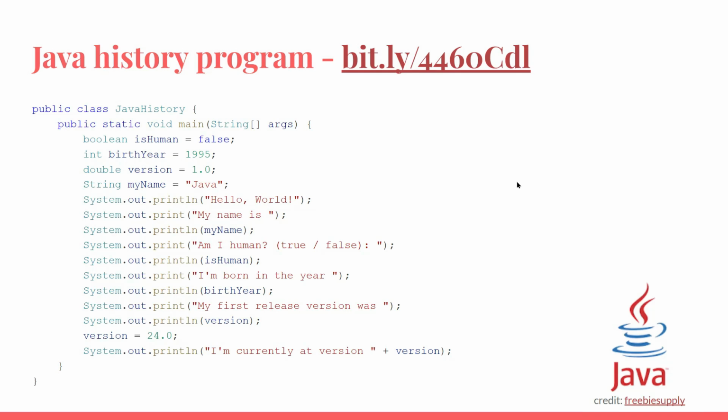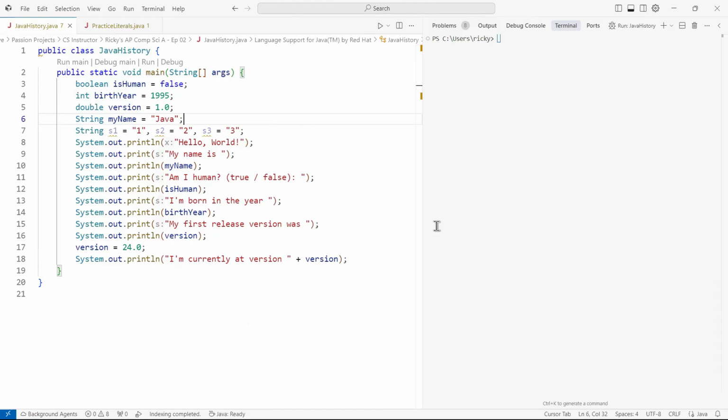I wrote a simple program to tell you a little bit about Java history. You should pause the video and type the bit.ly URL in the title. Then copy the code into your programming environment. I'll be using Cursor going forward to demonstrate coding. You should install Cursor and follow along. By now, you should have installed Cursor and all the necessary environment.